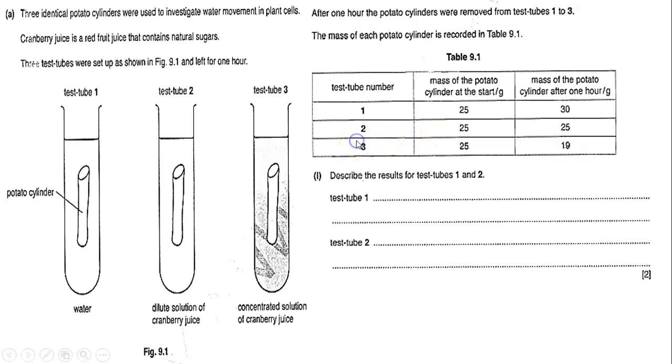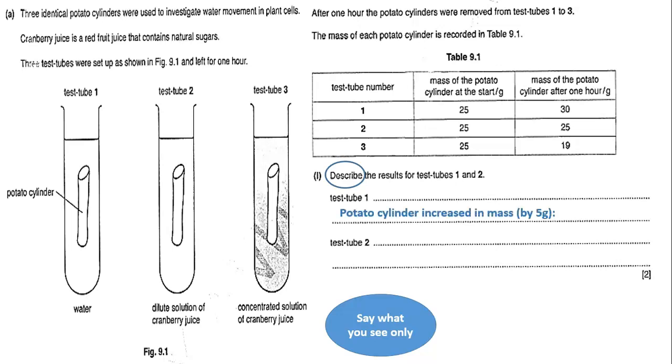Describe the results. Describe, again, is a command word, which means that you only mention what you see. No explanation is required. Test tube 1, what happened? Yes, the potato cylinder increased in mass by 5 grams. As you see here, it was 25 and now it's 30. So this means that it increased by 5 grams. In test tube 2, the mass stayed the same.